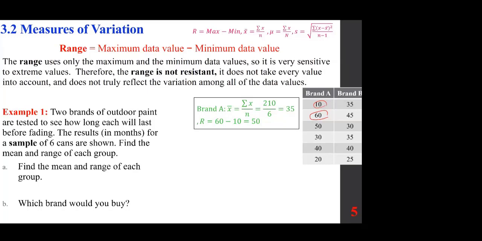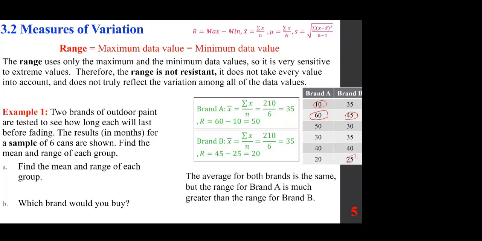We do the same thing for brand B, and we notice that the largest number is 45 and the smallest number at the bottom is 25. So that would be the difference between the two as far as the range is concerned. Clearly, they have the same mean. The average number of months that they're going to last is the same, but the range is different for both.